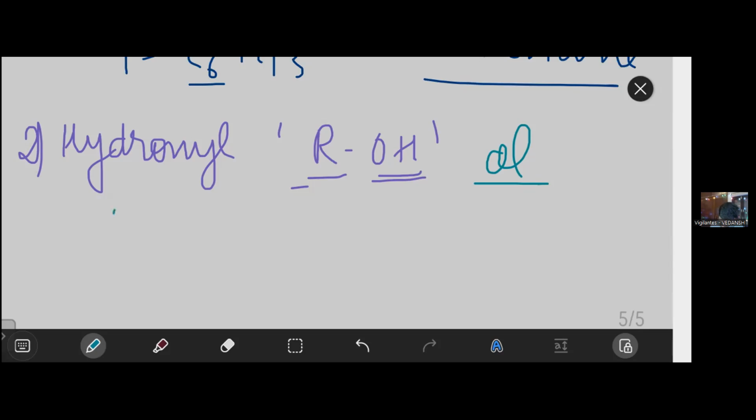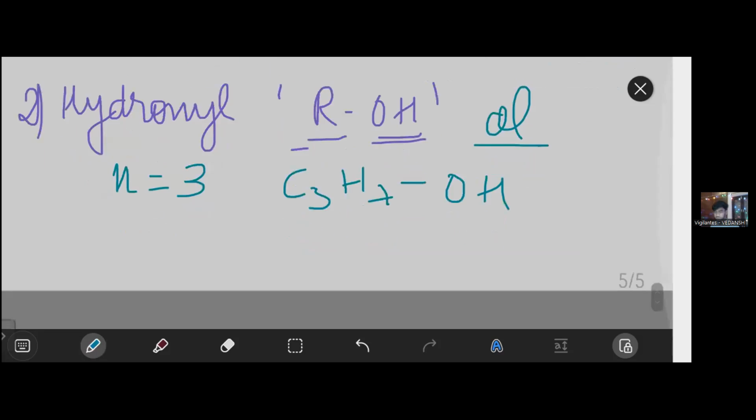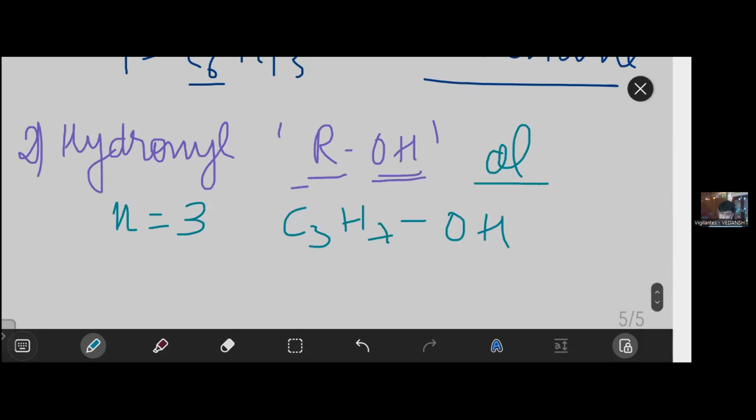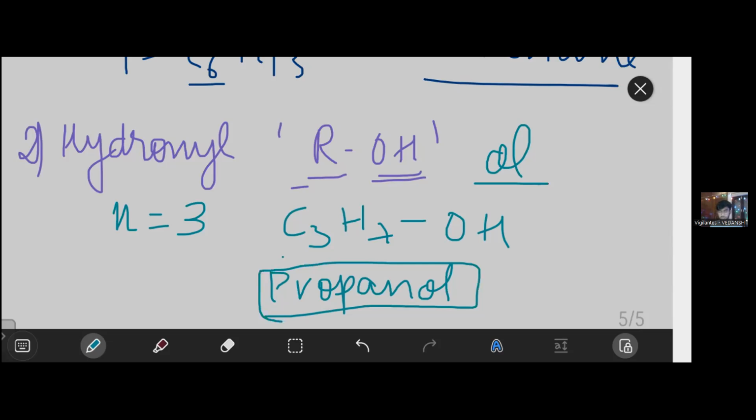Let us take n as 3. So I got C3H(2 times 3, 6, plus 1) 7, C3H7 as my alkyl group. Now I'll add OH. So I get C3H7OH, which is prop, because C3, then ane and then ol. Okay? So I got propanol as my answer. Propane plus ol, I got propanol.